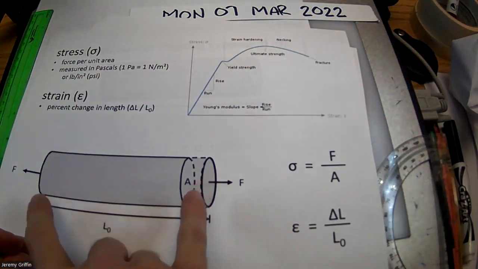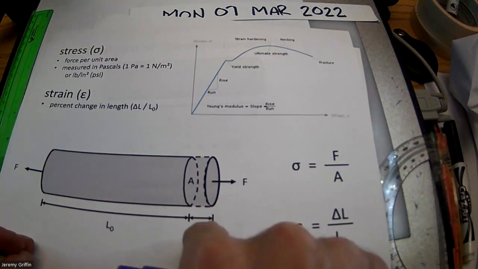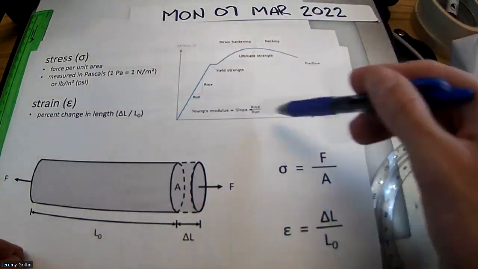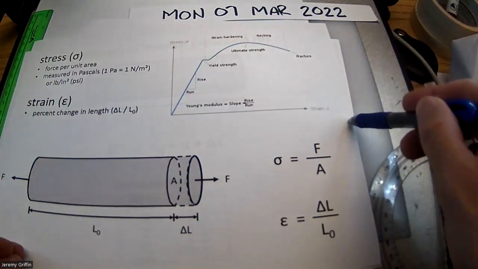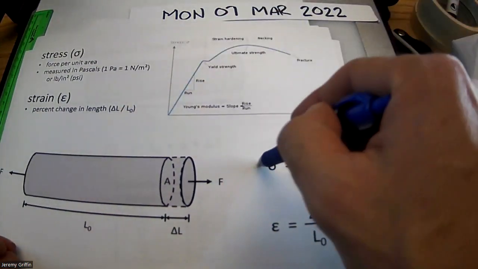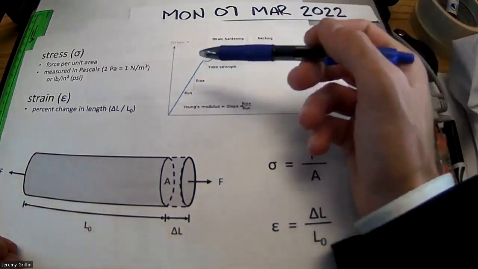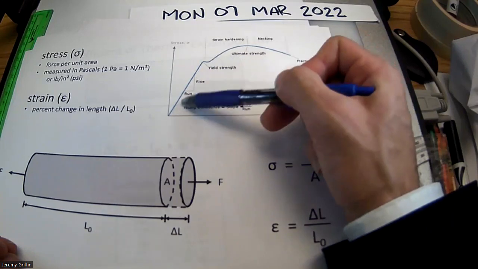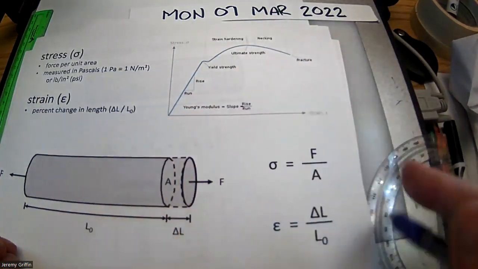So if it elongates by like 1% or 2%, so it's delta L over L naught. Okay? And a lot of materials will have this stress strain curve. Some of you guys are probably going to go into engineering in college. You'll see the stress strain curve all over the place. Now, we're looking at the ratio of stress to strain, that's the slope of this line right here, is called Young's modulus. That's a material property.